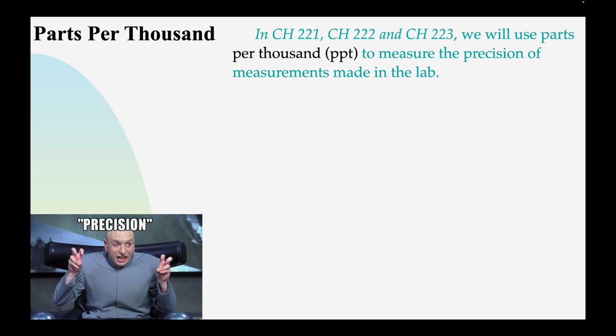Parts per thousand, which again is going to be abbreviated PPT, is a way that chemists often use to measure the precision of your measurements. So again, you have to have 2 or more measurements, but then you can apply this parts per thousand, and it's a pretty cool thing.